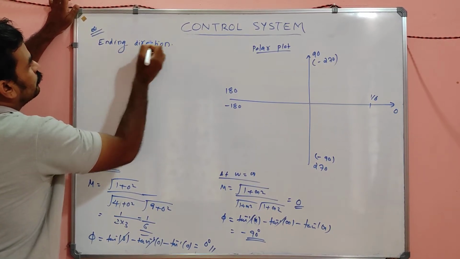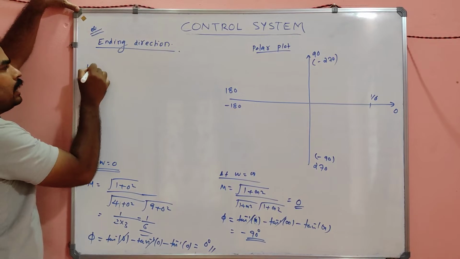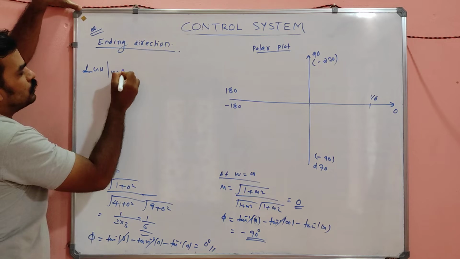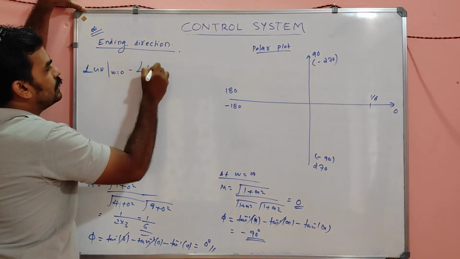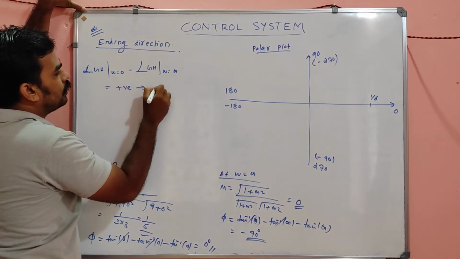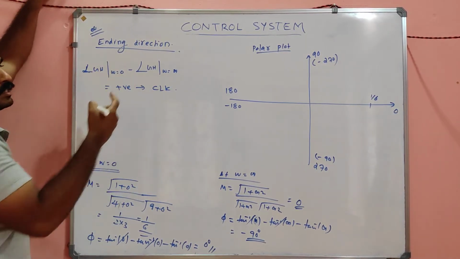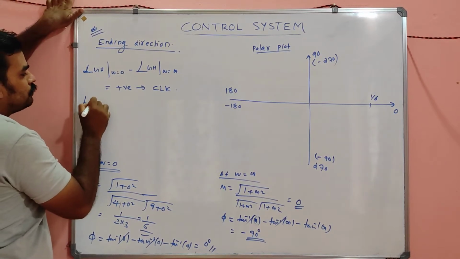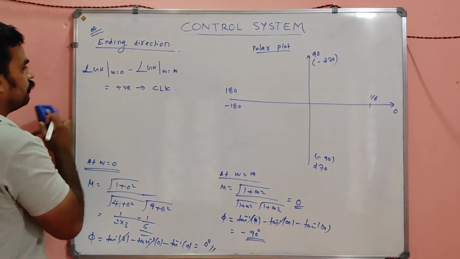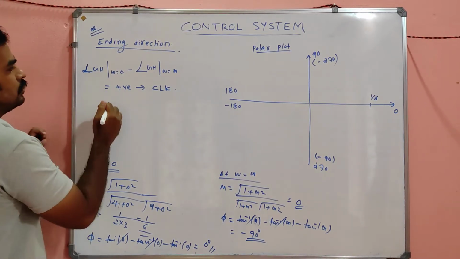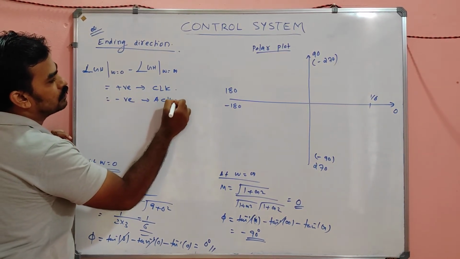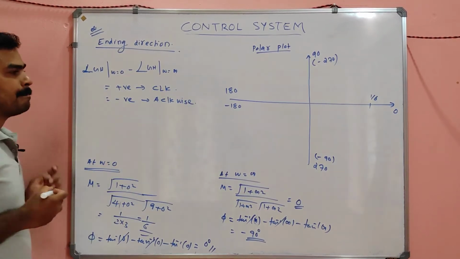Ending direction. That means angle of GH at omega equal to 0 minus angle of GH at omega equal to infinity, if it is positive, then the ending direction will be clockwise. And if it is negative, then it will be anti-clockwise. Okay.